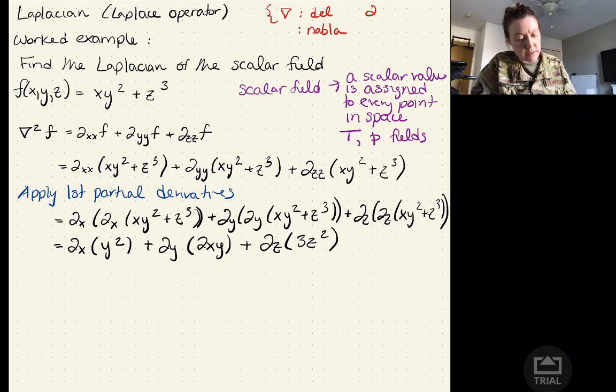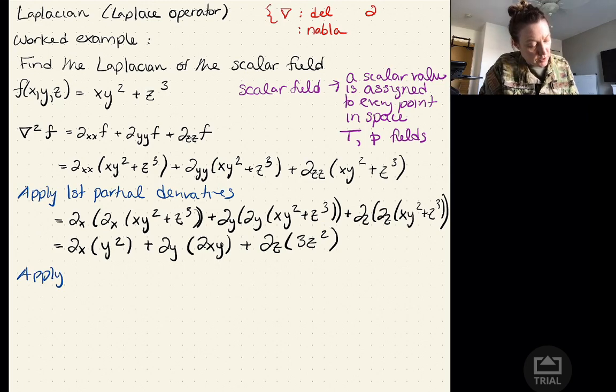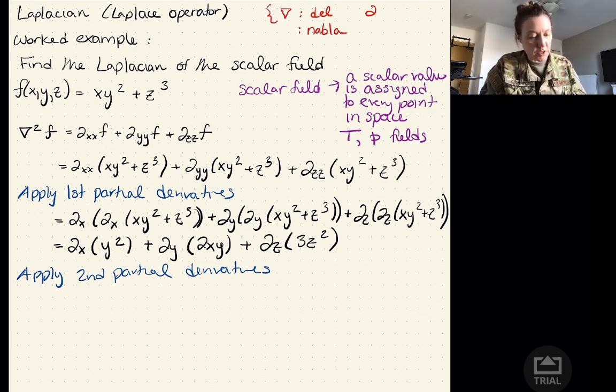And now the next step is just to apply the second derivative, really. But according to our notation, we're just going to take the derivative again, right? So apply partial derivatives again. And I will put the second partial derivative because that is what we're doing. But notationally, you can see that we're just taking the first derivative again.